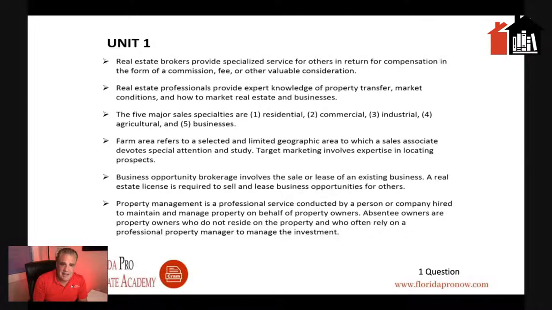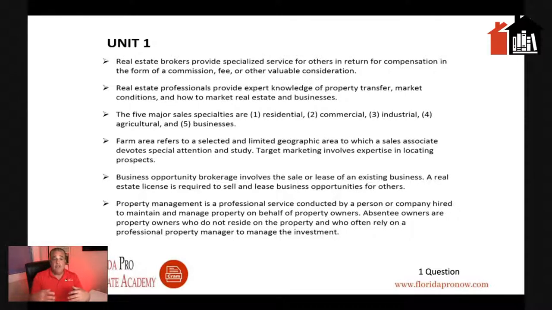So if you get a question on the state exam, what do we provide? What expert knowledge do we provide? We provide property transfer, market conditions, and how to market real estate and businesses. All right. Make sure you're familiar with that.